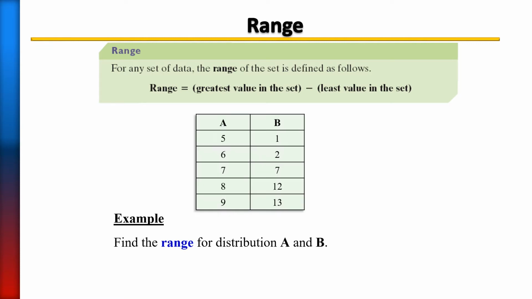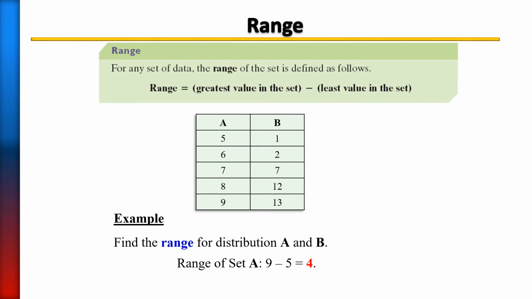So here we're given a distribution table with column A, values for column A, and values for column B. So let's find the range for each. Starting with column A, we take the greatest number in that set, and that would be 9. We take the smallest number in that set, and it happens to be 5. Subtract the two, and we have a range of 4.